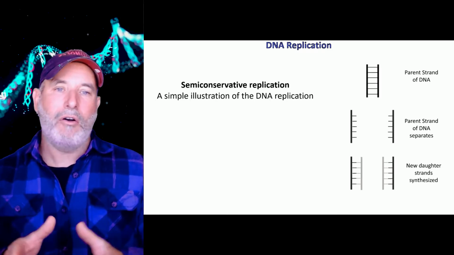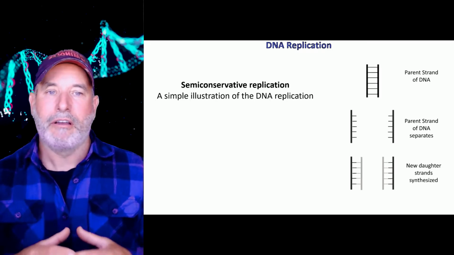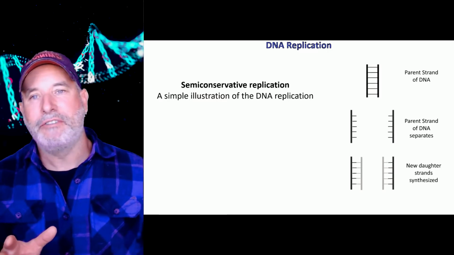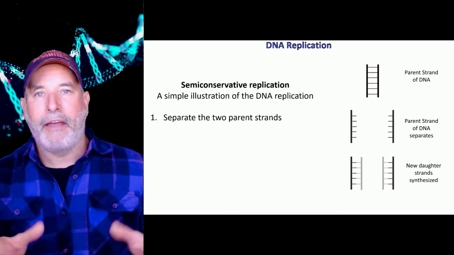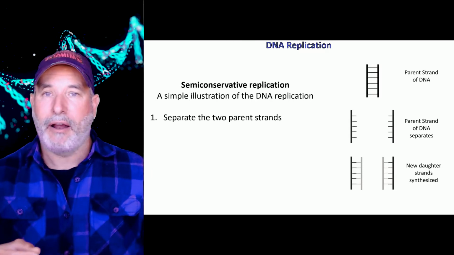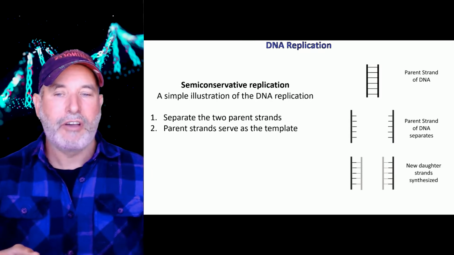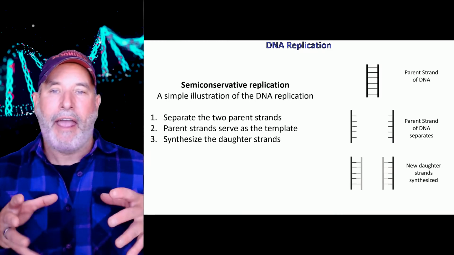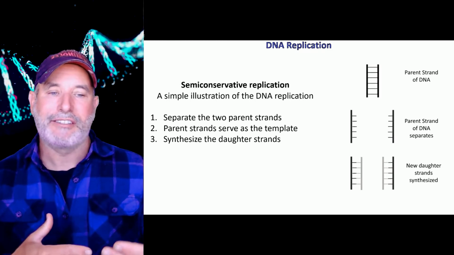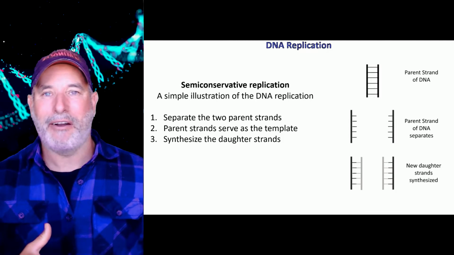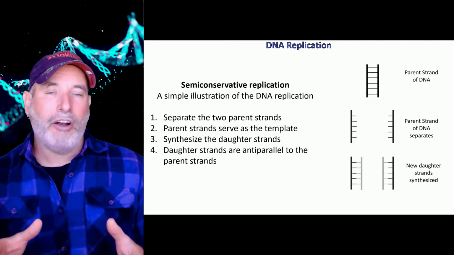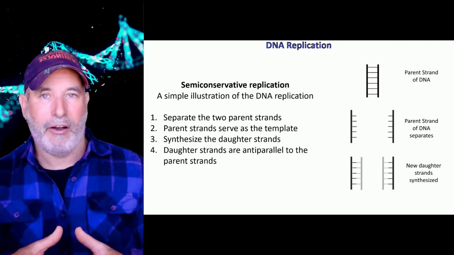So let me go through this really, really simply. We've got the parent strand of DNA, right? And we pull them apart. So now we actually have 2 parent strands. Then each one of those parent strands is going to serve as a template. And then we're going to make the daughter strands right next to the parent strand. And now the daughter strands are antiparallel to the parent strands.